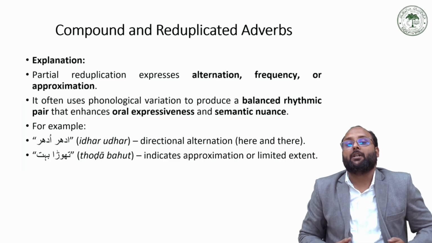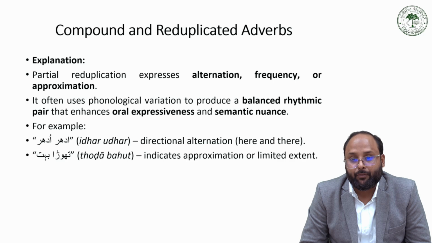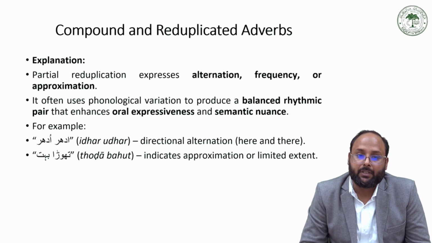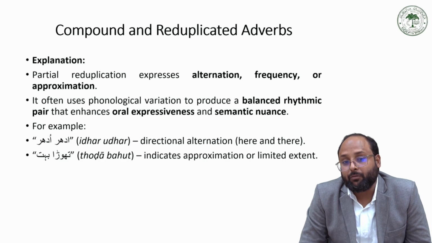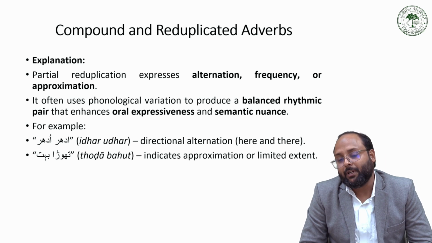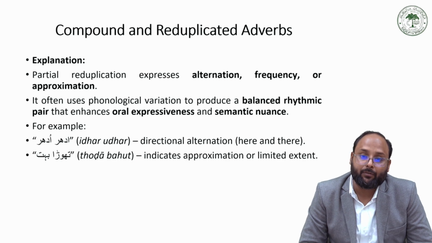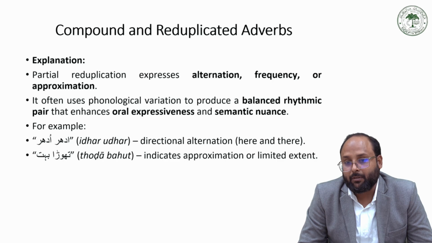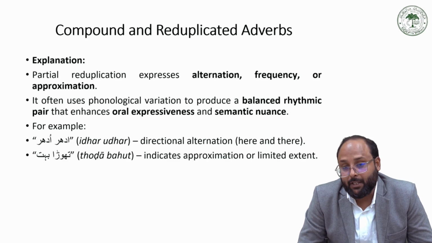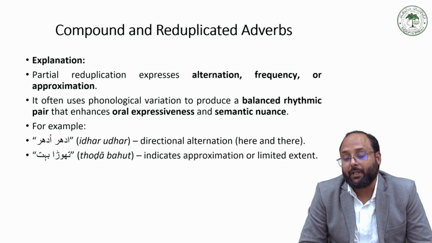So, partial reduplication expresses alternation, frequency, or approximation. By this, all these words share a common meaning: alternation, frequency, or approximation. It often uses phonological variation to produce balanced rhythmic pairs that enhance oral expressiveness or semantic nuance. So, at the spoken level or in some poetry, we use this kind of term. It balances the rhythmic pairs to fix the meter in poetry, or to add some expressive meaning in poetry or in colloquial speech.